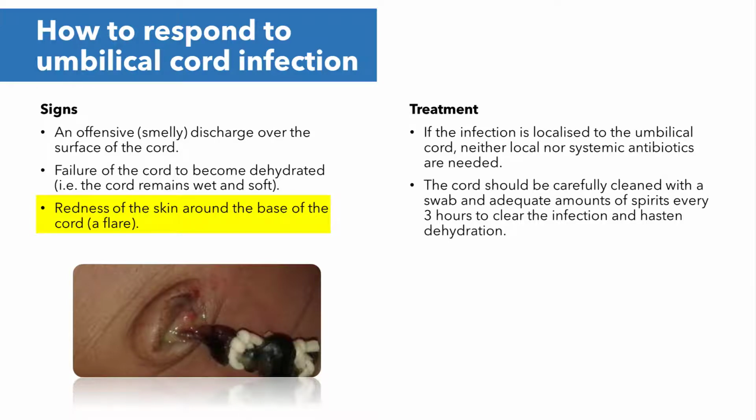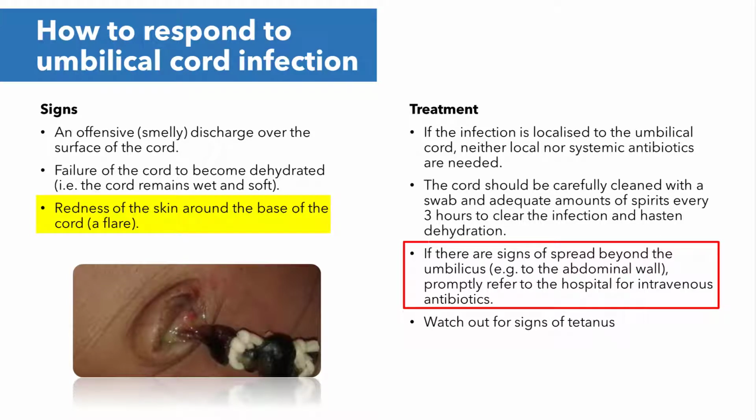If you observe that, what should you do? If there are signs of spread beyond the umbilicus, e.g. to the abdominal wall, then you should refer promptly to the hospital for intravenous antibiotics. Okay? It's not something that you encourage the mother to manage at home. The child should be referred quickly to the nearest hospital for proper management. And you should also now watch out for signs of tetanus infection.